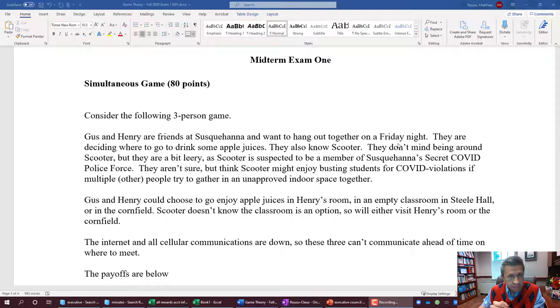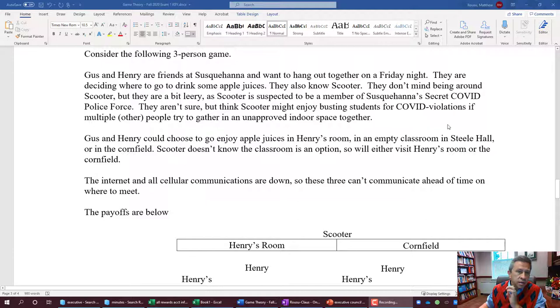So Gus and Henry are friends at Susquehanna University, and they want to hang out together on a Friday night. Quite frankly, they're deciding where to go to drink a few apple juices. They also know Scooter. They don't mind being around Scooter, but they are a bit leery. This Scooter is suspected to be a member of the infamous Susquehanna University secret COVID police force. So it's a secret police force, so they don't know that Scooter is a member, but they think Scooter might enjoy busting students for COVID violations if multiple other people try to gather in an unapproved indoor space together.